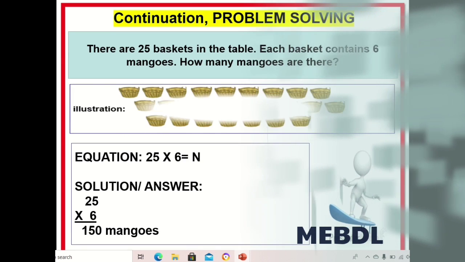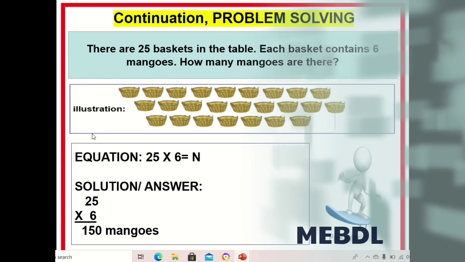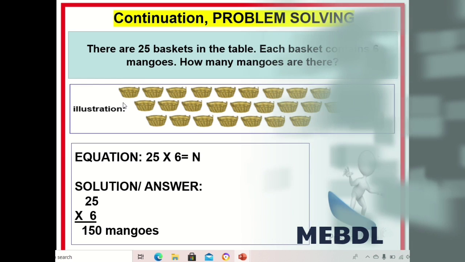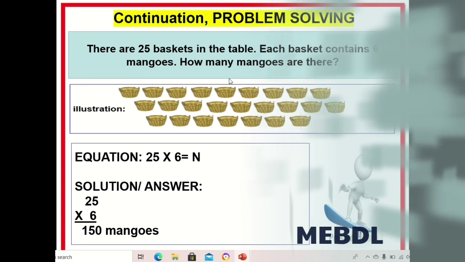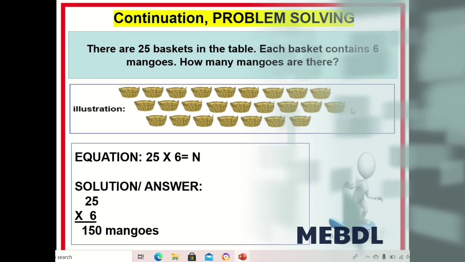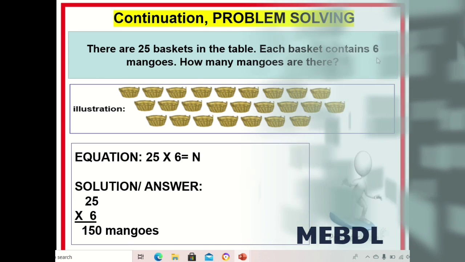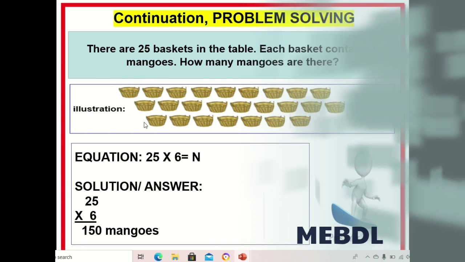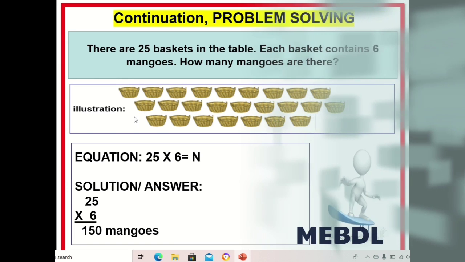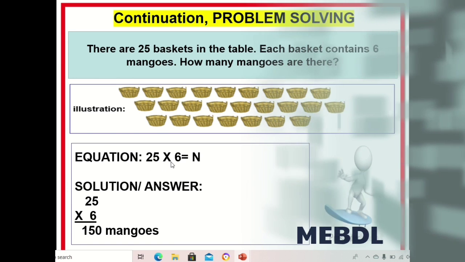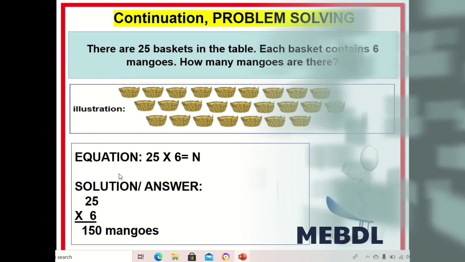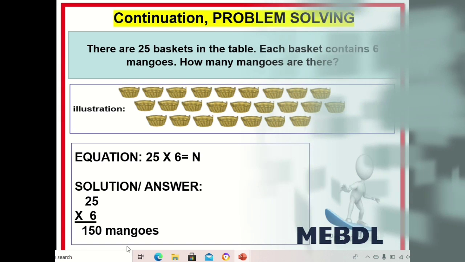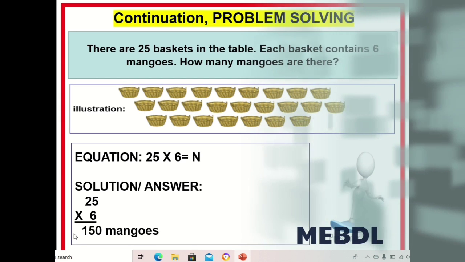Next, equation. To have the equation, you can have an illustration like this one. I have indicated 25 baskets, and each basket contains 6 mangoes. How many 6 do I have? So I have 6 mangoes in the basket. So 25 times 6, or 6 times 25, is equal to n. Then solution and answer: 25 times 6, so 150 mangoes.